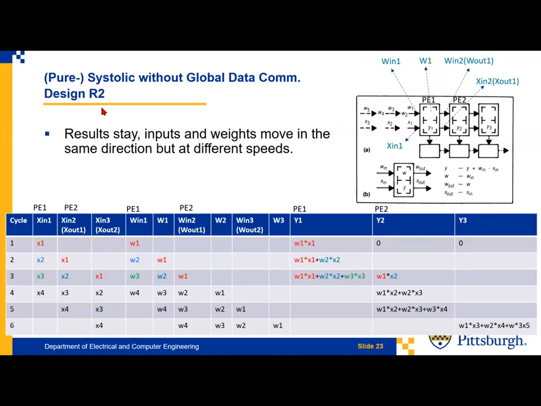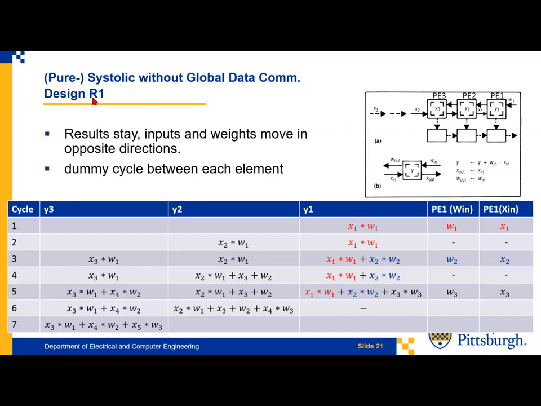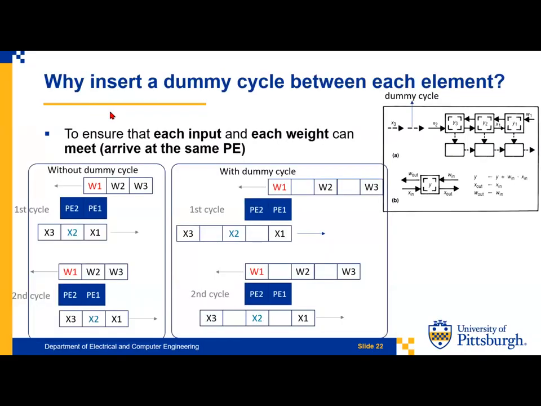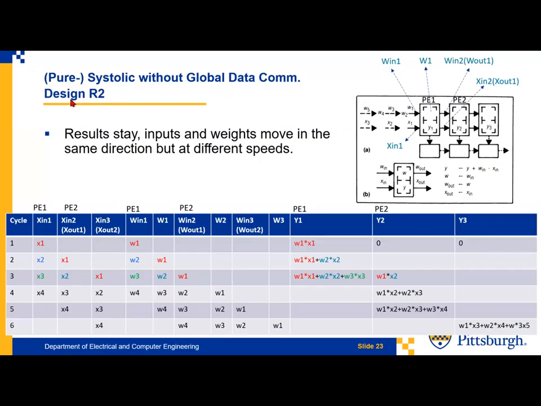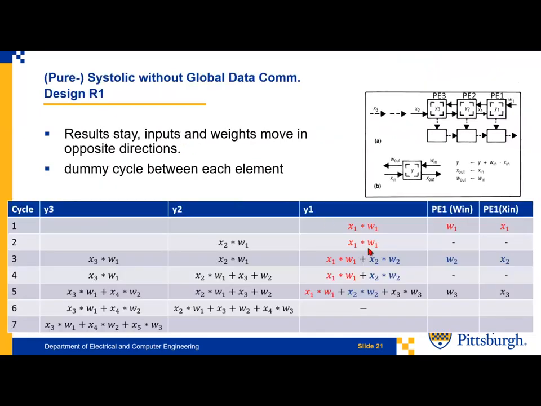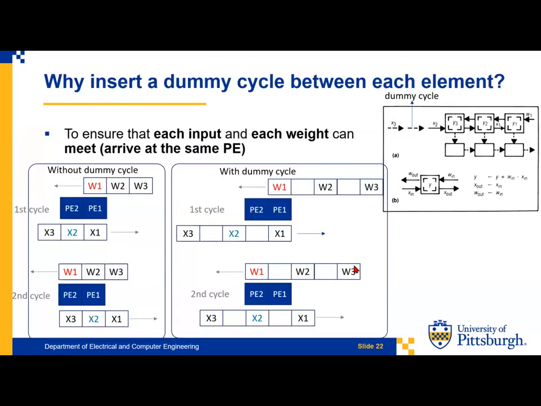Also, yeah, in the previous slide we showed the R1, and then this is the R2. The difference between R1 and R2 is that in R1 you can see that the utilization of each processing element is just half, right? Just 50%, because cycle 1 and cycle 2 give the same result, Y1. Cycle 3 and cycle 4 give the same result. So the utilization is just half.